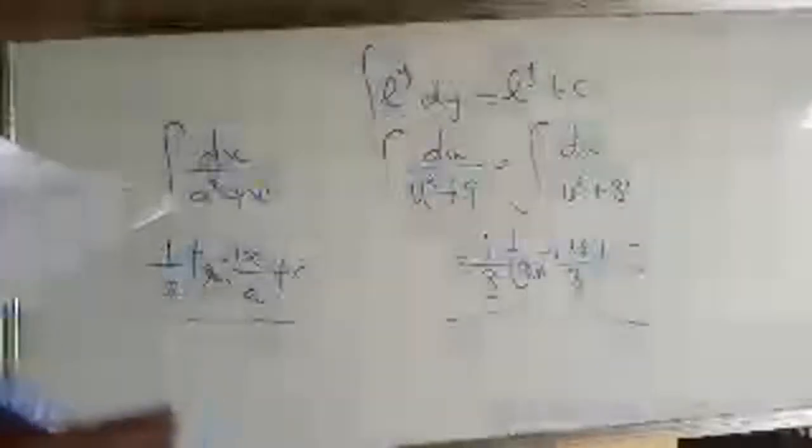But mind you, it is u that we use here, so that's half tan u. Sorry about that. Instead of x, we are using u. So don't be confused.